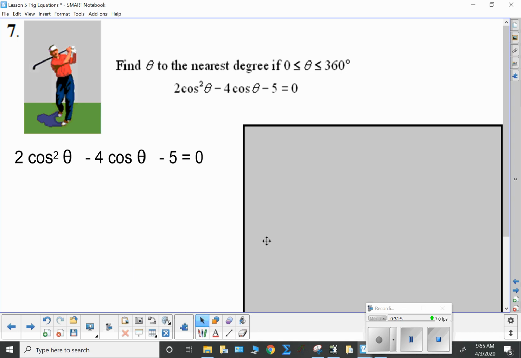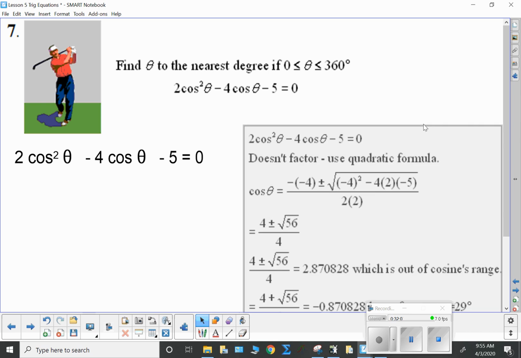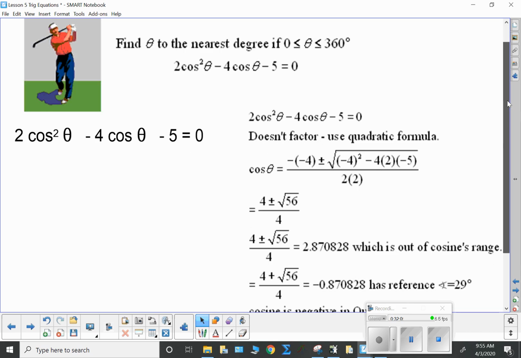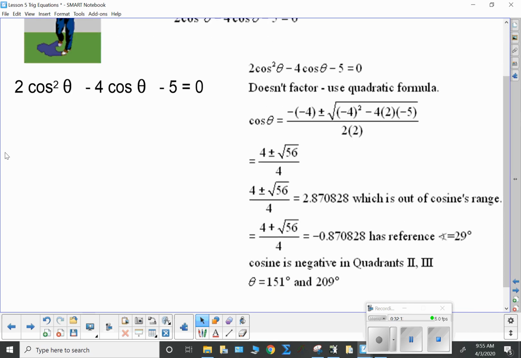Now remember, use the quadratic formula. Got it? How did you do? Okay, oftentimes when you wind up using the quadratic formula, either the plus or the minus one is not going to work. In this case, you wind up with cosine theta is equal to -0.8. You know that's going to happen in quadrants 2 and 3. The calculator will give you 151 degrees. You've got to get the 209.